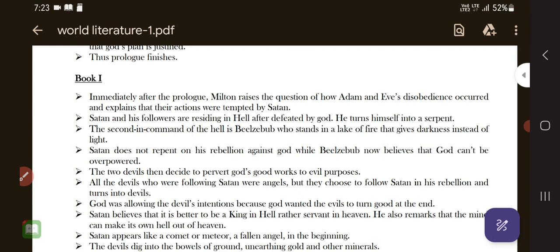All the devils who were following Satan were angels, but they chose to follow Satan, so that made them rebels, and they turned into devils.